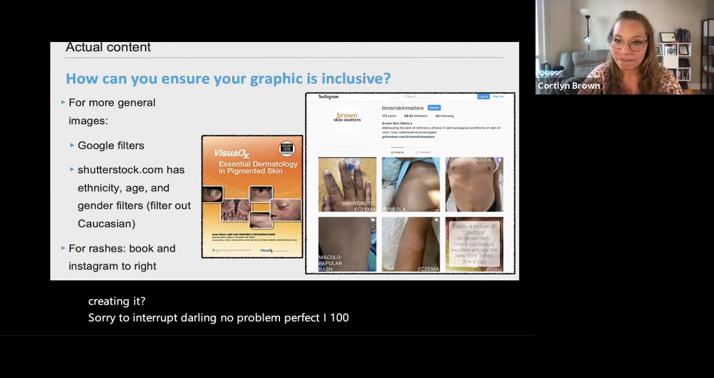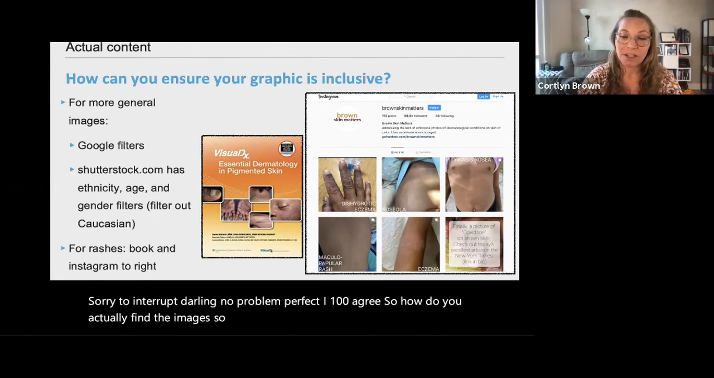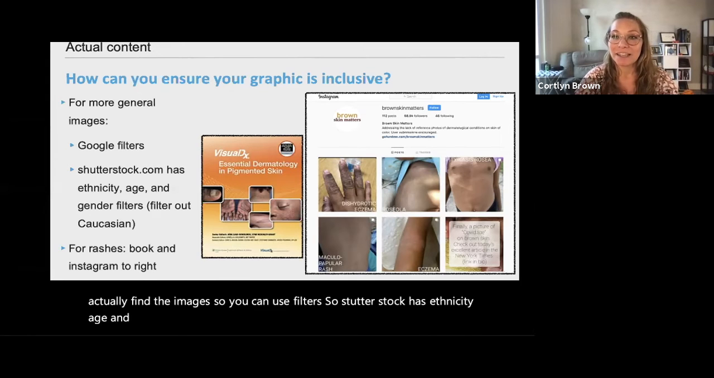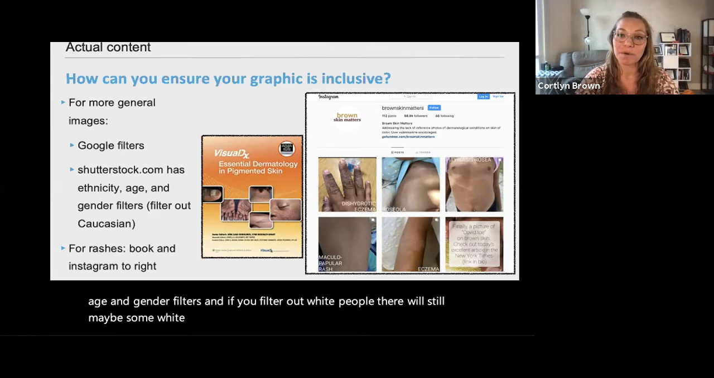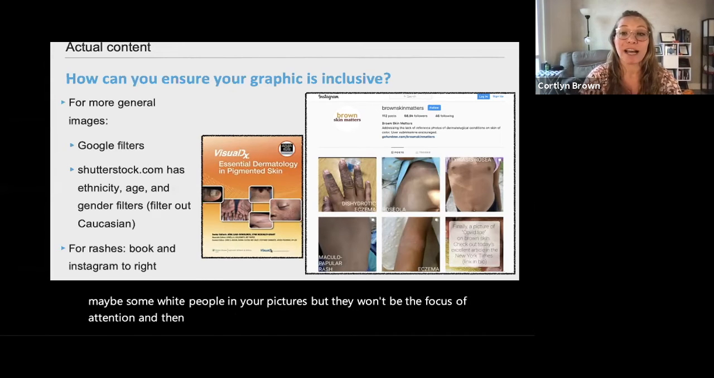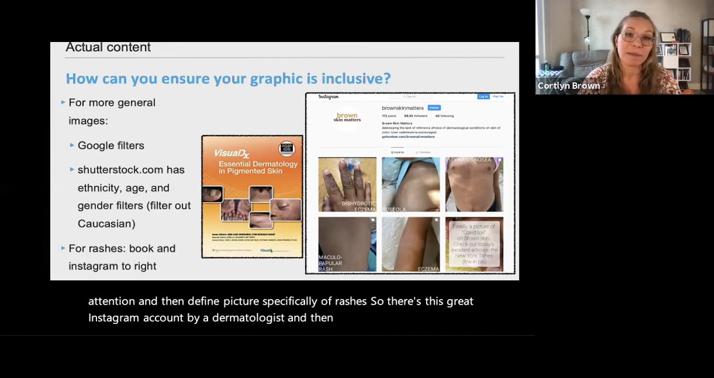So how do you actually find the images? So you can use filters. Shutterstock has ethnicity, age, and gender filters. And if you filter out white people, there will still maybe be some white people in your pictures, but they won't be the focus of attention. And then to find pictures specifically of rashes, there's this great Instagram account by a dermatologist, and then also this book, Essential Dermatology and Pigmented Skin.